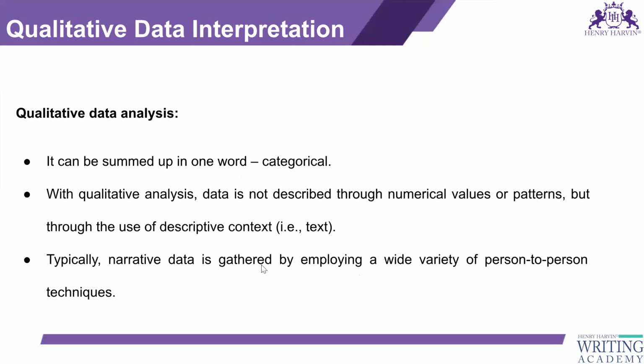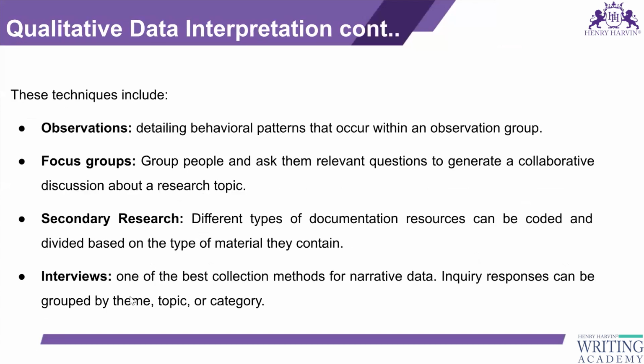Typically, narrative data is gathered by employing a wide variety of person-to-person techniques. People did some research and came up with some data that is not in numbers; that is their observations. It includes observation. Maybe they did some observation on the behavior of the people. They had focus groups at that time, those who gave this data. Secondary research was also there.